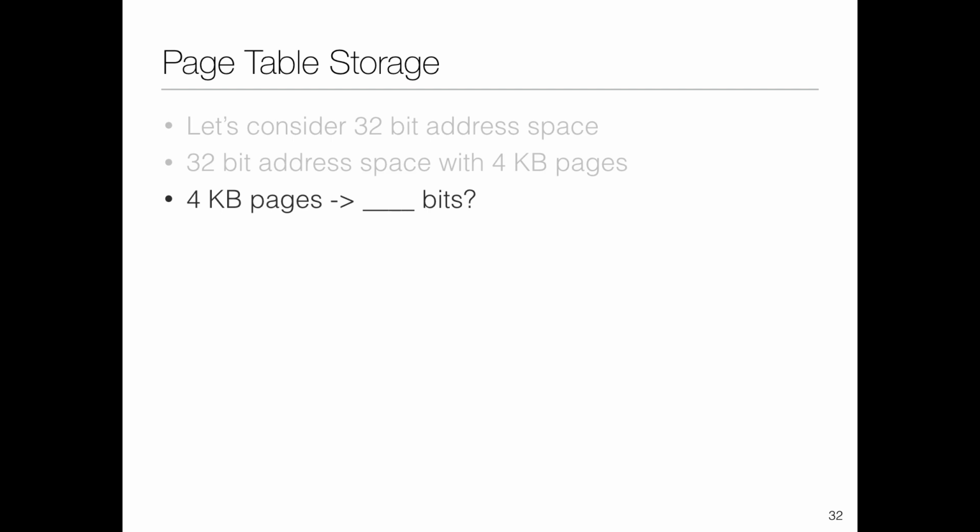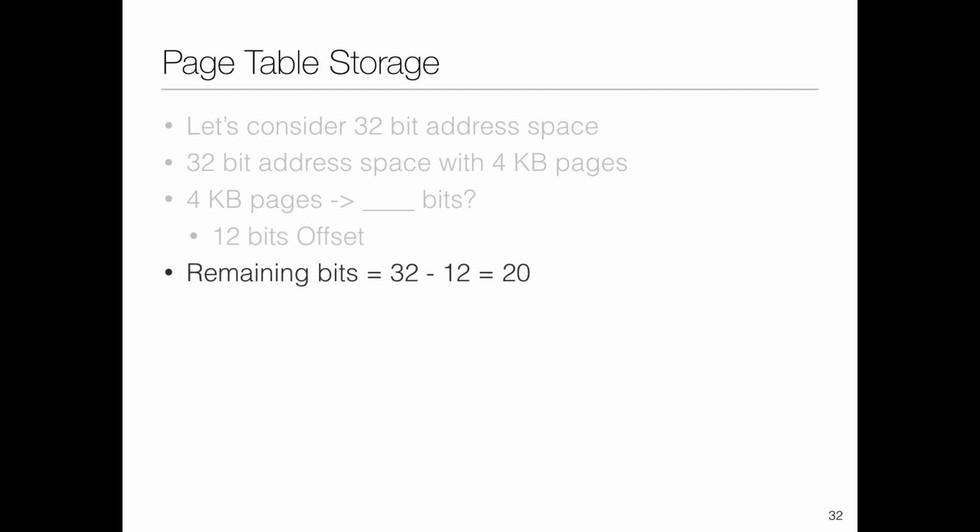The 2 raised to power 12. So if we have 4 KB corresponds to 12, so we have got 12 bits offset. Everyone with me that this corresponds to the offset? And how many remaining bits do we have? 32 minus 12, which is 20. So we have 20 bits left.